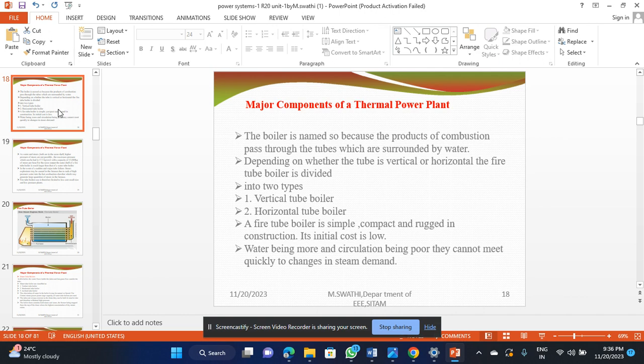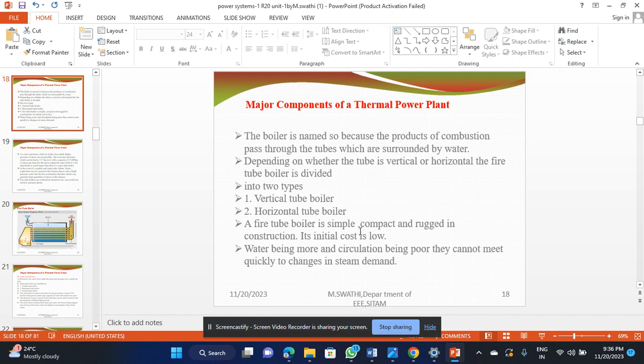A boiler can be defined as a closed vessel in which steam is produced from water by the combustion of fuel. The products of combustion pass through the tubes, which are surrounded by water. Depending upon whether the tube is vertical or horizontal, the fire tube boilers are divided into two types: vertical tube boilers and horizontal tube boilers.